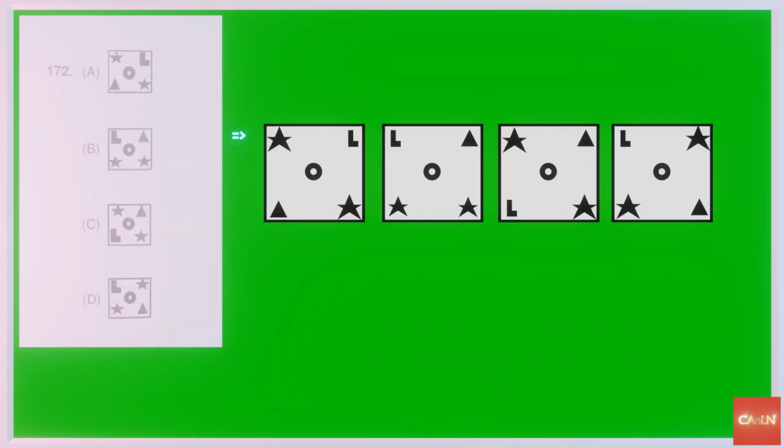We can observe the star symbol is opposite to each other. But for option B, the star symbol is adjacent to each other. So option B is different from the rest. Hence, the answer is option B.